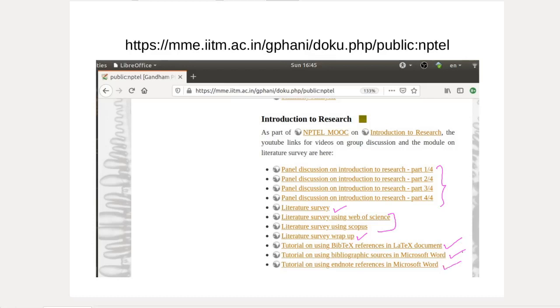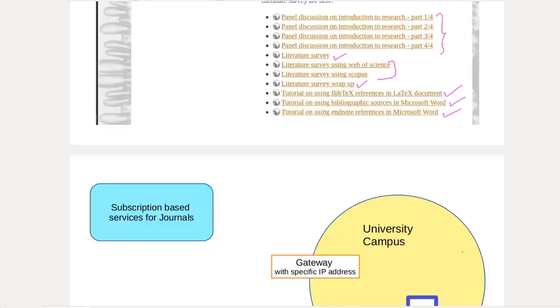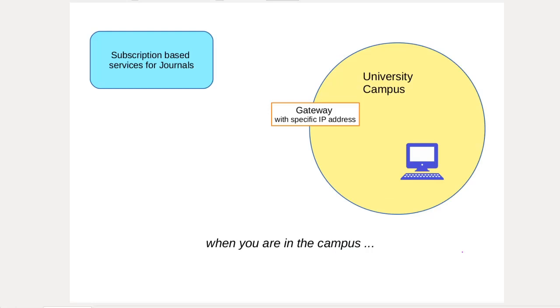Now comes the question: you are actually at home and you don't have access to these resources that are subscribed for you by your university. So what do we do? Here is the scenario of how it works. Most of the websites that offer subscription based services for journal articles or indexes will recognize who is authorized to access these resources from the specific IP address from which they come.